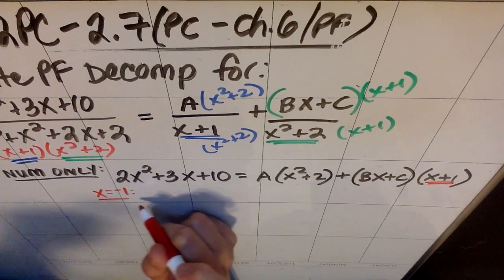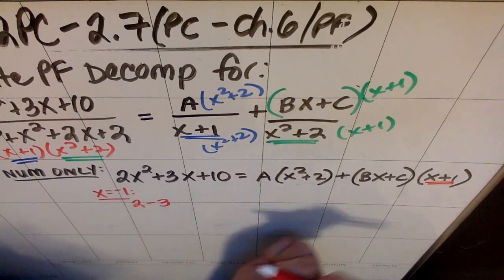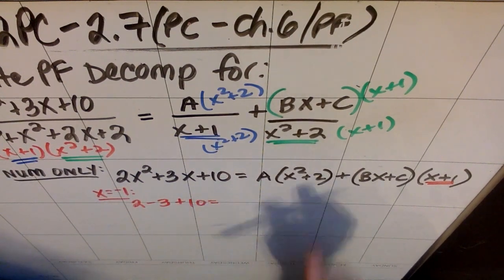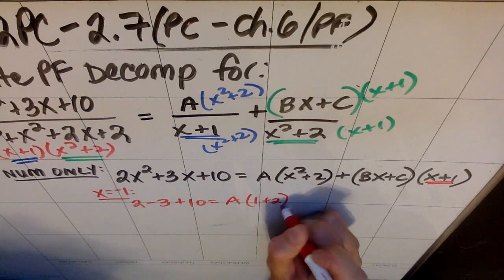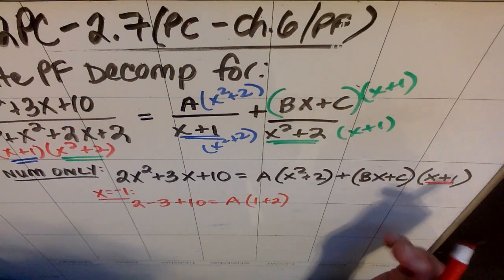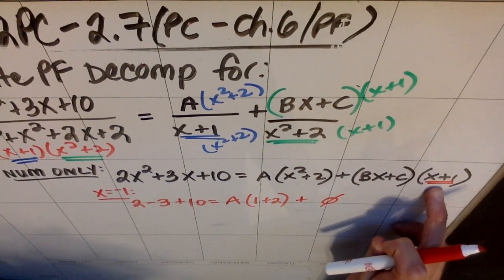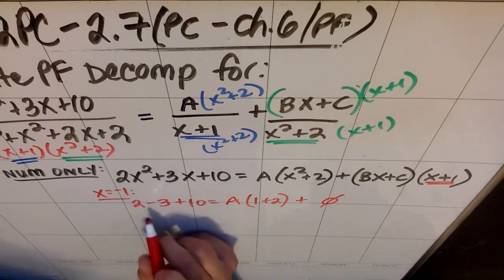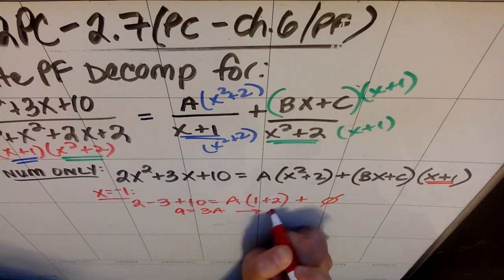If I do that, I'm going to get a 2 times a 1, so 2, minus a 3, because 3 times -1, plus a 10 on this side. Over here, I'm going to get an a, and then this is going to be a 1 plus 2, right? Because -1 squared plus 2 is a positive 1 plus 2. And then plus a whole bunch of 0, because this x plus 1 term is going to get knocked out. So I'm going to end up getting that 9 equals 3a, so it looks like my a is 3.